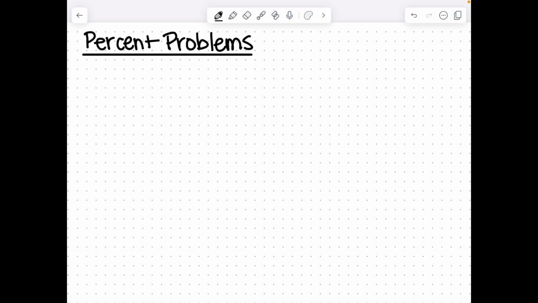Welcome to today's talk about percent problems. Now, percents are where a lot of people do kind of struggle, so I want to talk about the basics of the word percent before we get too much into the actual math.